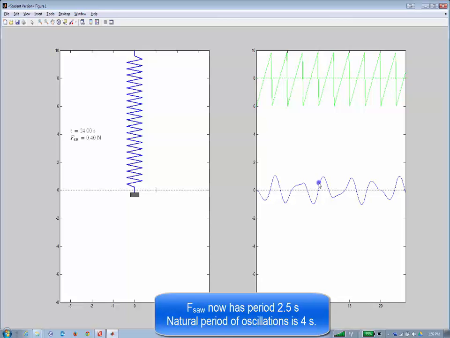So again, resonance isn't a particular feature that is triggered by the shape of these functions, but it's by the period of them. How long is this cycle, and how long is one natural unforced oscillation on the spring mass?